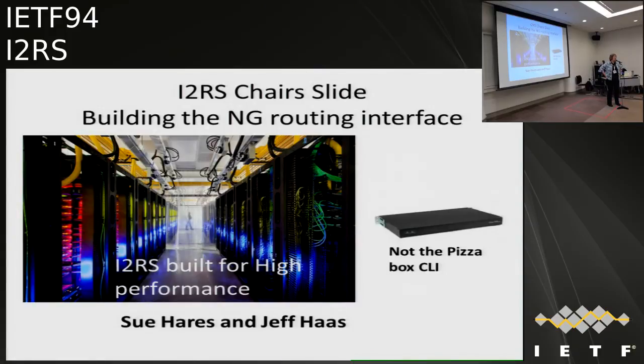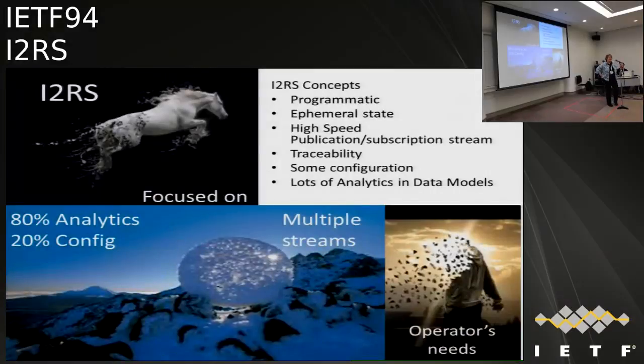Okay, I'm going to restate some high-level things that we've noted at I2RS all along, just to remind you what we were trying to do when we started. So I2RS is really built for high performance. We're not working on CLIs on small boxes. Our concepts were that we were going to be programmatic, that we were going to have ephemeral state, and that we were going to have a high-speed publication and subscription stream.